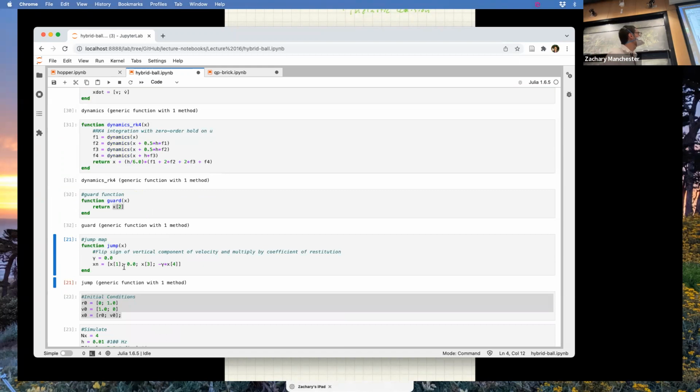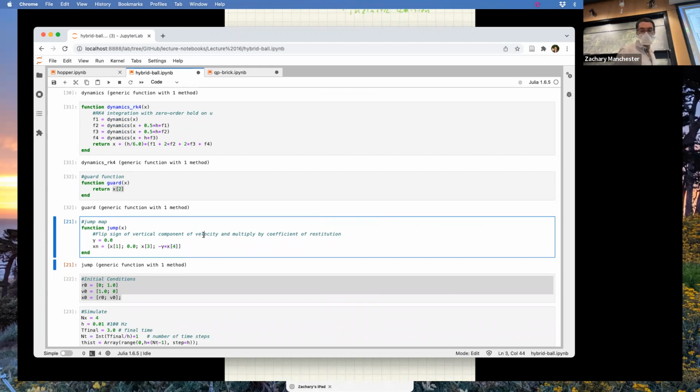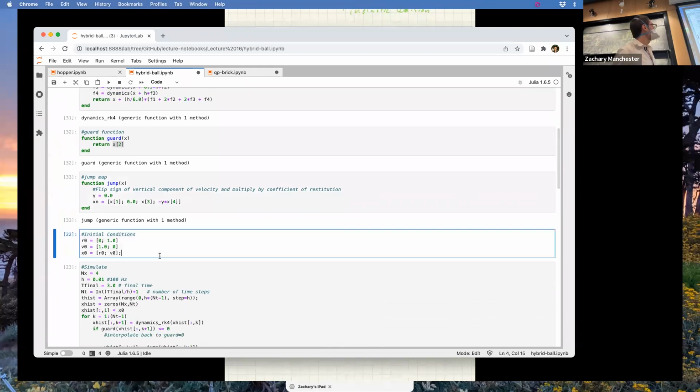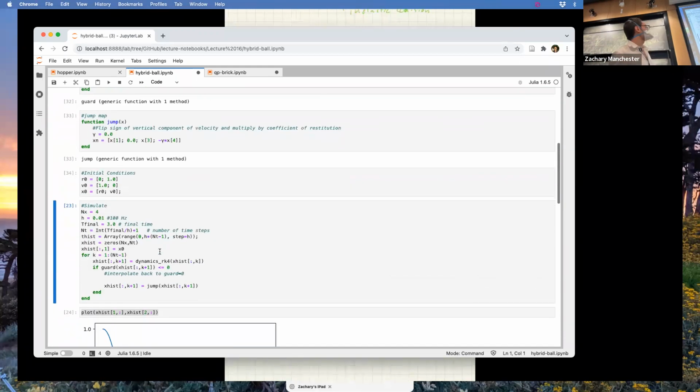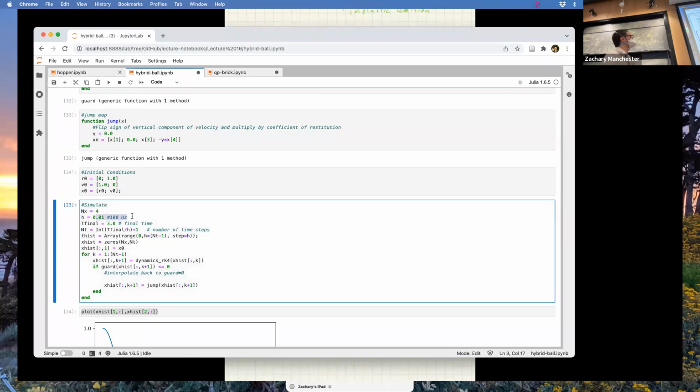The jump map is going, so right now I'm going to zero out, but we'll do bouncing next. So I'm going to zero out the vertical velocity component, right? The last component of the state, just like we said before. Same initial conditions. We're going to go ahead and simulate this like we just wrote. Same rate, 100 Hertz, same exact parameters as we did in the QP. And you can see exactly what we're doing. So we're going to time step through RK4, and then if we hit the guard, we're going to do the jump map.